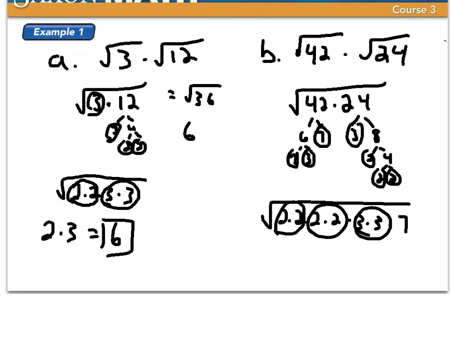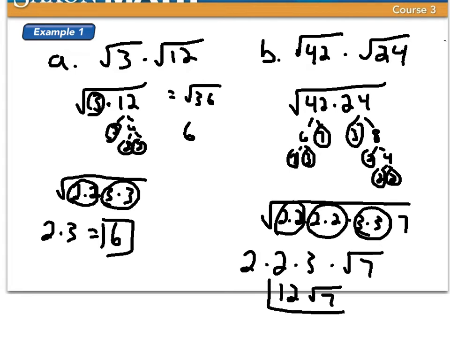So my answer is going to be 2, so we take one of these 2's, times one of those 2's, times one of these 3's, and then 7's left on its own, so that's going to be times the square root of 7. And then 2 times 2 is 4, and 4 times 3 is 12. So it's 12 times the square root of 7. All the way simplified.